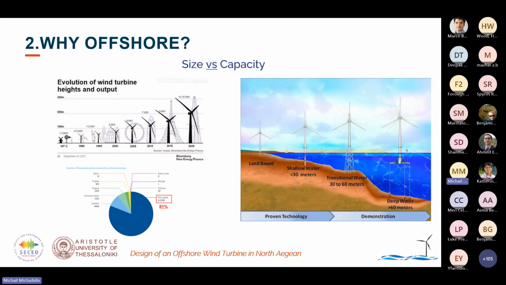While on the right hand, you can see that the wind turbines are becoming larger and larger as going to the deep waters, starting from the land-based ones, moving to monopiles at 30 or 40 meters water depth, later jackets until 70 or 100 in some cases, depending on the soil conditions, and later to the floating concepts.